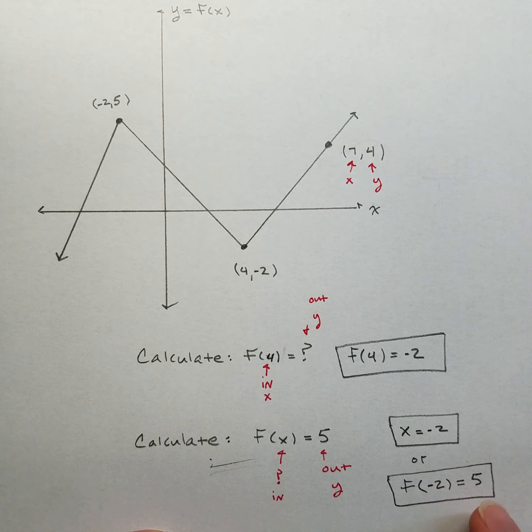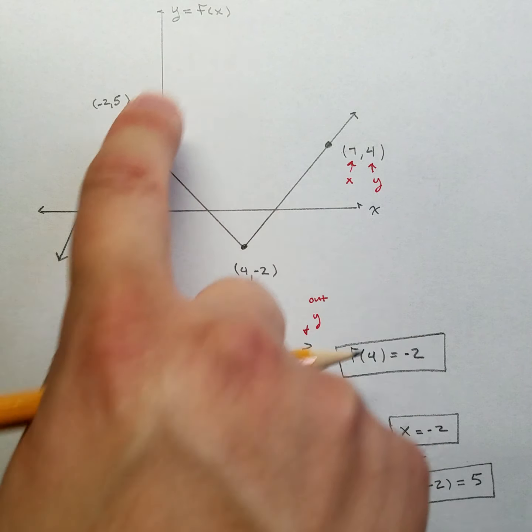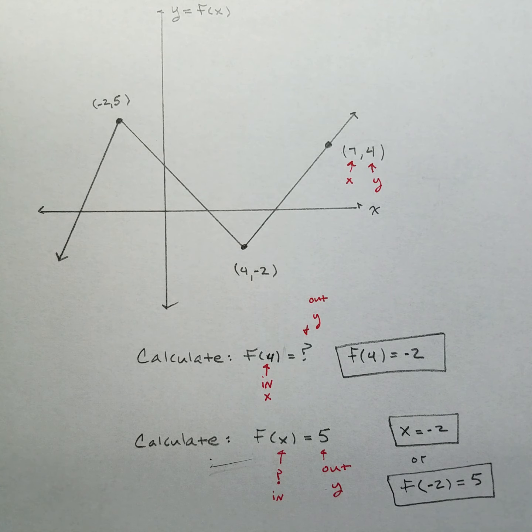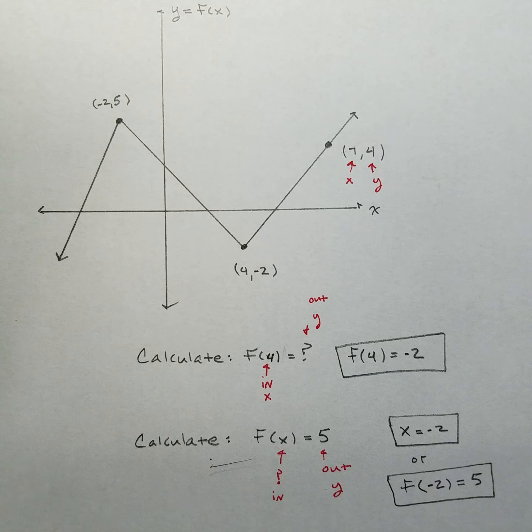F of negative 2 is 5. If x is negative 2 in this function, then the y is supposed to be 5. Okay. All right. So we read the information off of a graph, but it's the same concept. A function pairs x's and y's together.